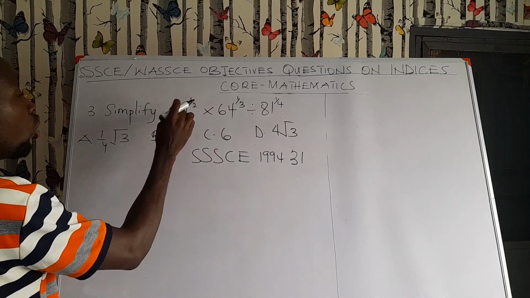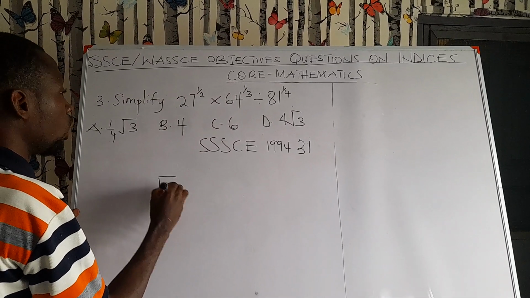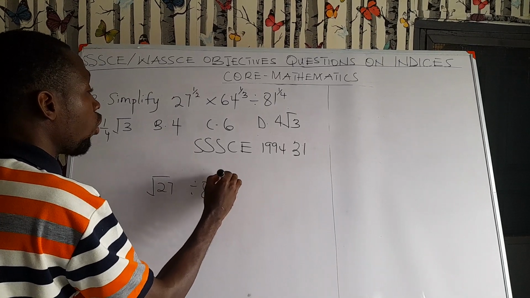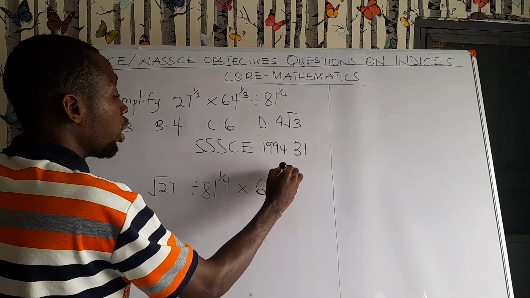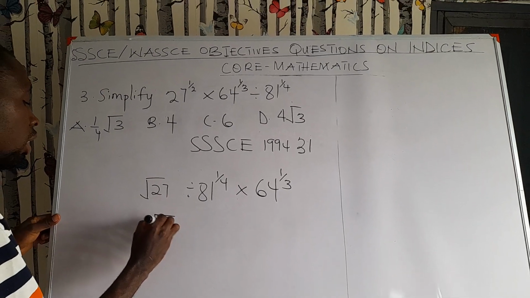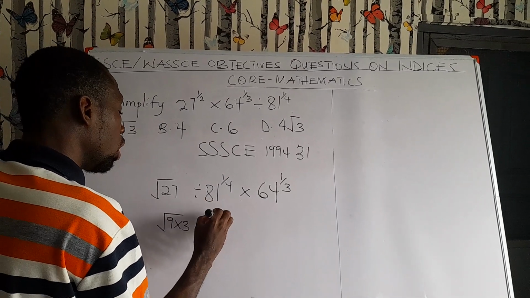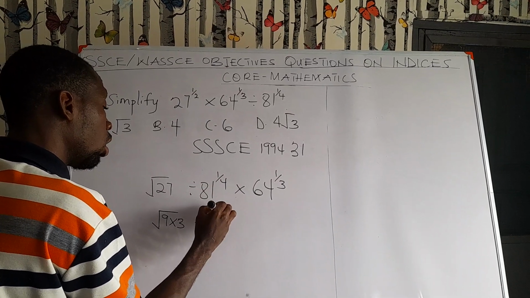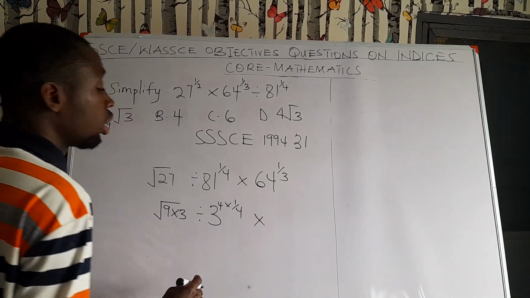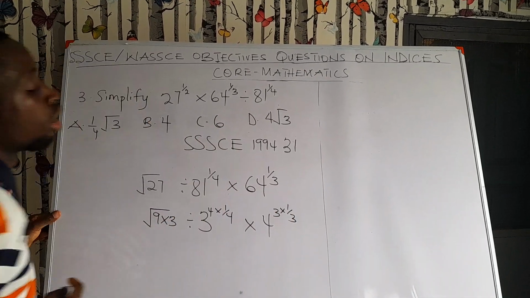We can rewrite this question. The square root of any number is the same as that number exponent half. So we can write this as the square root of 27, divided by 81 exponent 1/4, then times 64 exponent 1/3. The square root of 27 is the same as the square root of 9 times 3, which gives 27. Divided by, this will be 3 exponent 4 is 81, so times 1/4. Then times 4 exponent 3 is 64, so times 1/3. I hope you get that.